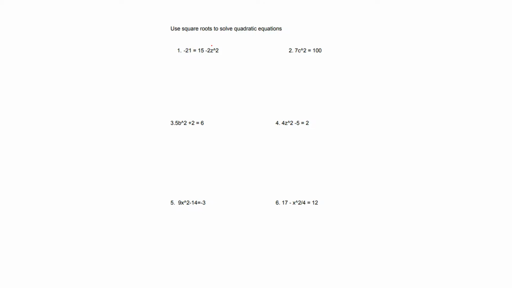Okay. This next part, we're going to solve these quadratic equations, but we're going to use the square roots to do it. So for number 1, we have negative 21 equals 15 minus 2 times z squared. If we want to solve for z, then we have to isolate it first. We can do that by subtracting 15 on both sides. So you get negative 36 equals negative 2z squared. Then you could isolate the z squared even further by dividing both sides by negative 2. You get 18 equals z squared.